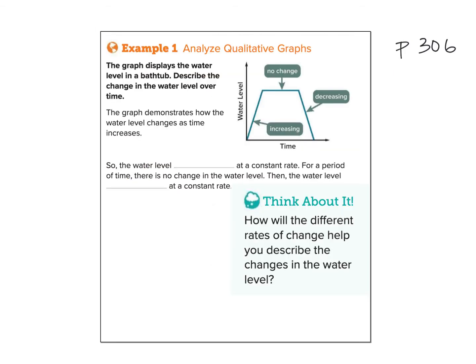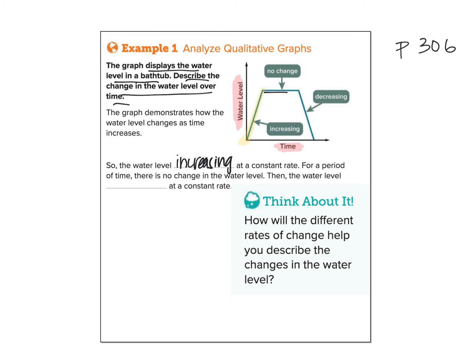So let's look at example one. Example one, analyze qualitative graphs. It says the graph displays the water level in a bathtub. Describe the change in the water level over time. So you can see that this is the time, and here's the water level. If we start by looking at the water level, it obviously starts at 0. So at 0 seconds, there's no water. Right here, it is increasing, or going up, at a constant rate because it's a straight line. So in the first blank, we can fill in increasing, or increases at a constant rate.